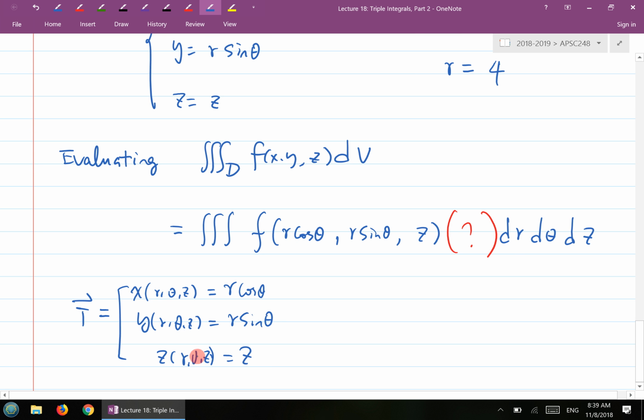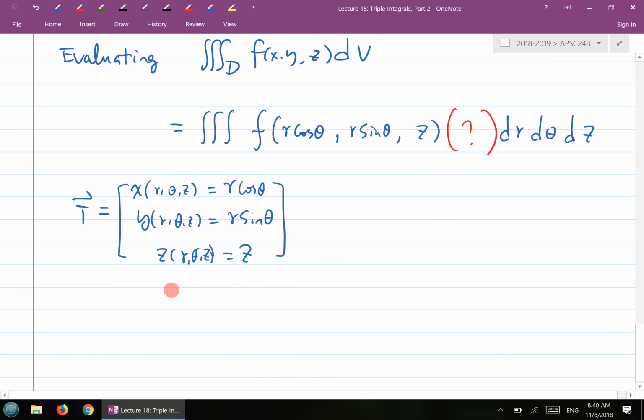I'll write the steps here, but in the future you'll just use the results. So here's your transformation function. Then the Jacobian is partial x over partial r, partial x over partial theta, partial x over partial z, creating this Jacobian here.